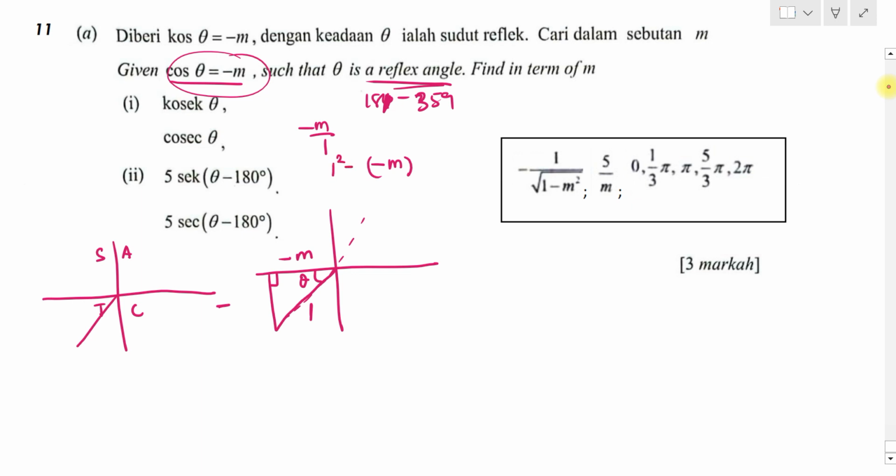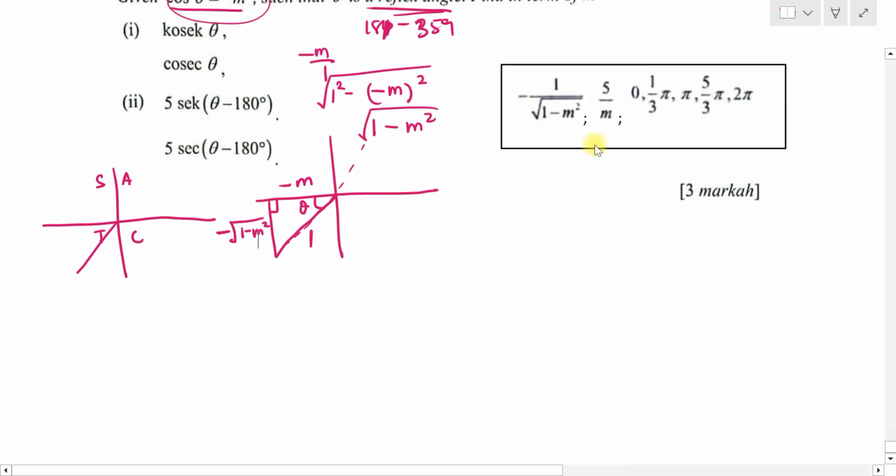1 square minus negative m square. The hypotenuse, we see, is 1 minus m square, square root. But don't forget the negative sign here. That is what many people don't get. Okay, so you've got your triangle ready.